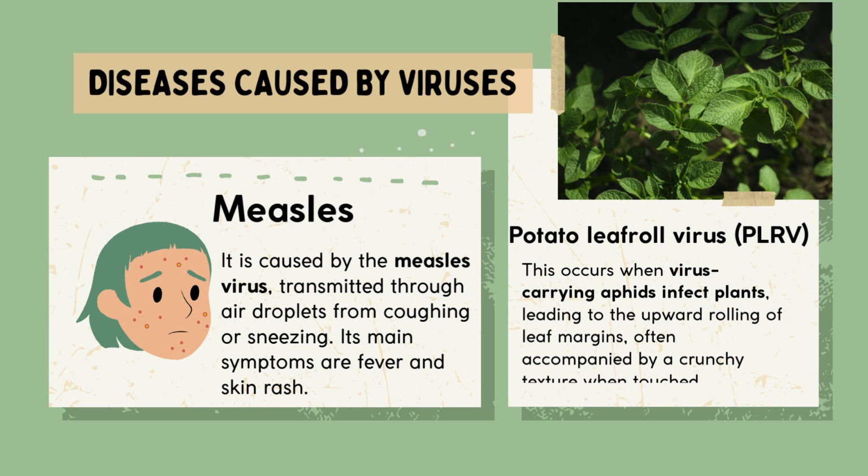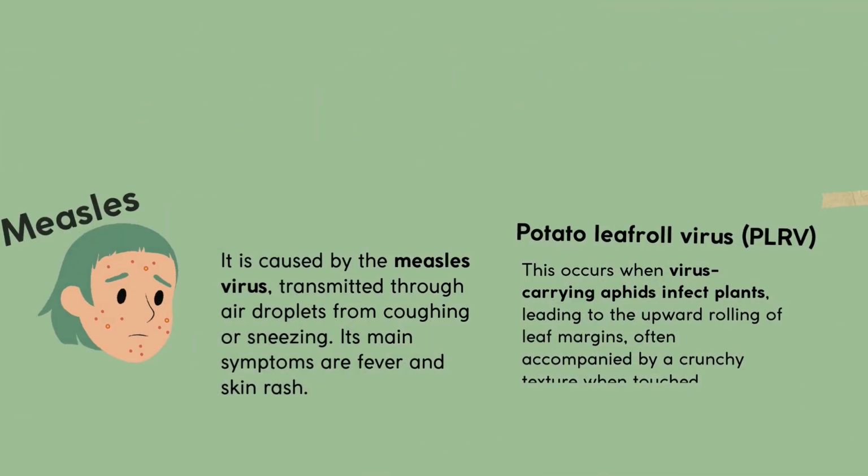Disease caused by viruses. Measles is caused by the measles virus, transmitted through air droplets from coughing or sneezing. Its main symptoms are fever and skin rash. Potato leaf roll virus is spread when virus-carrying aphids infect plants, leading to the upward rolling of leaf margins, often accompanied by a crunchy texture when touched.